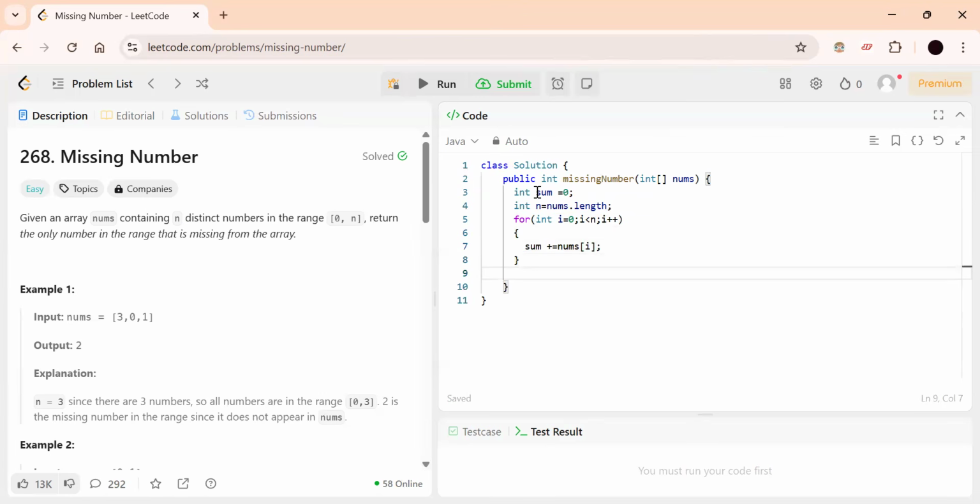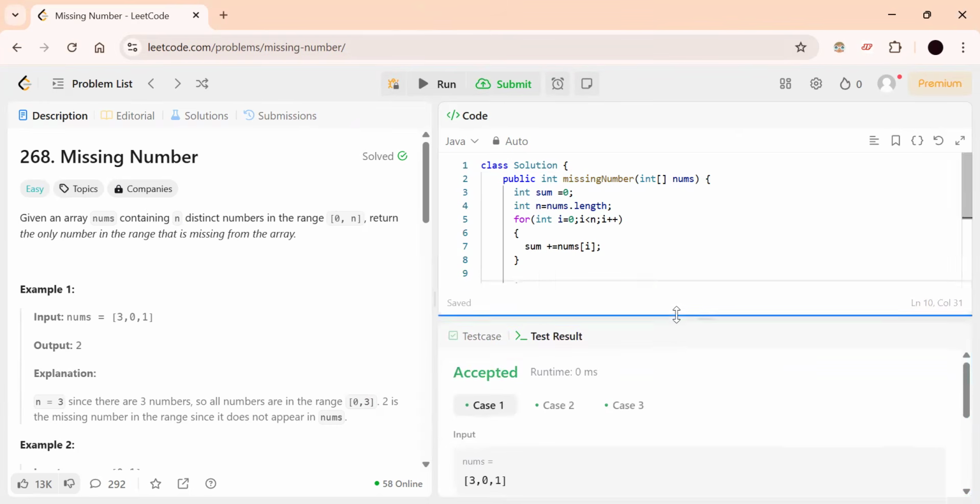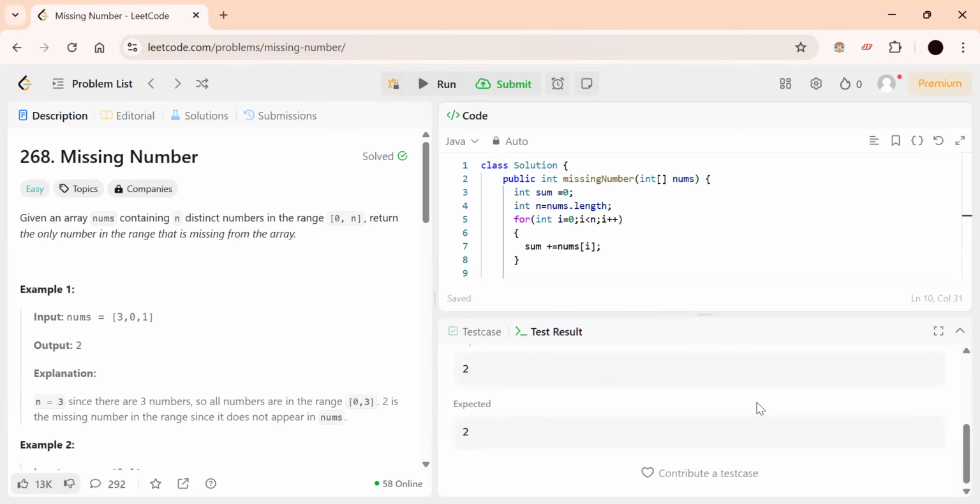This will give you the total sum. So what should be returned? Let's calculate. The actual sum should be n into n plus 1, whole divided by 2. This is the actual sum. What should be the answer? Actual sum minus sum, that's all. Actual sum minus the normal sum is your answer. That's all, guys. This is how we solve this question.